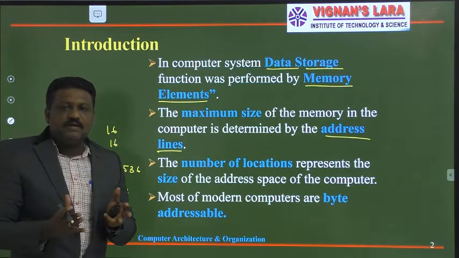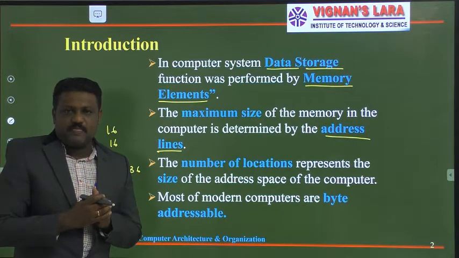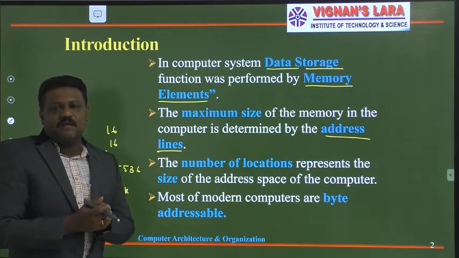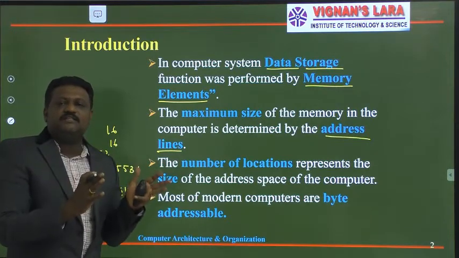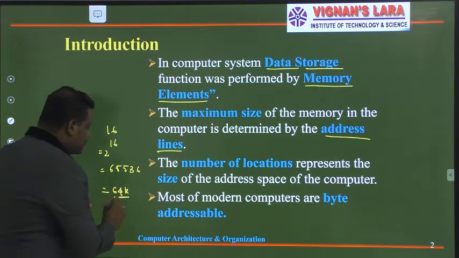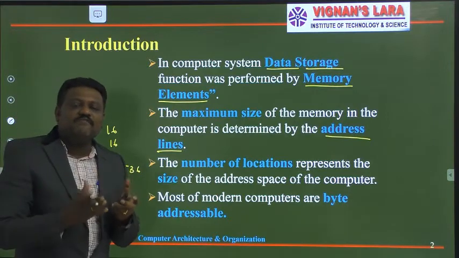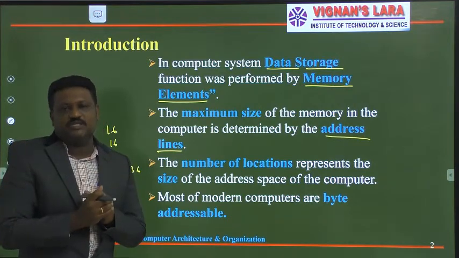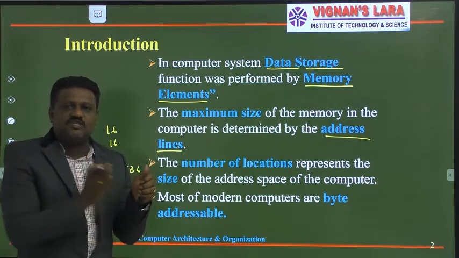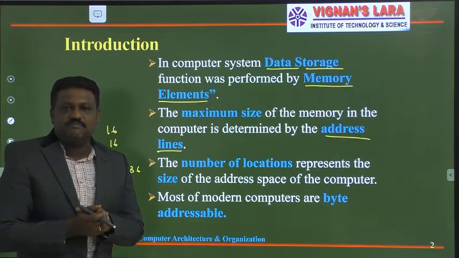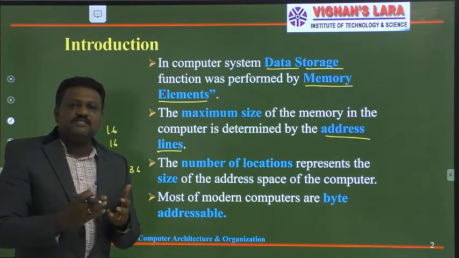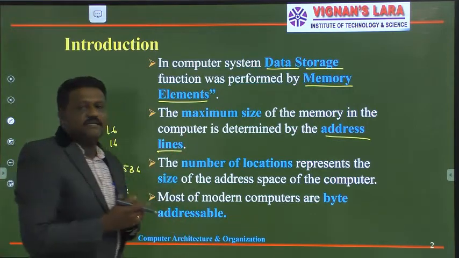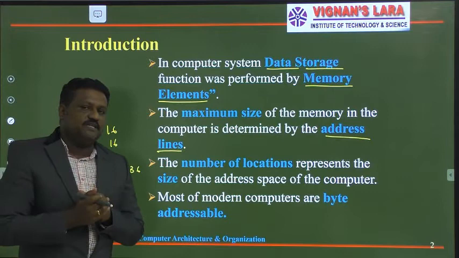So that means if you make a computer system with 16 address lines in the address bus, the maximum memory we can incorporate in that system is equal to 64K. Because each and every combination we place on the address bus represents one memory location. That means one address is equal to one memory location. So in a computer system, the memory size purely depends on the address lines present in the computer system. That you have to remember.